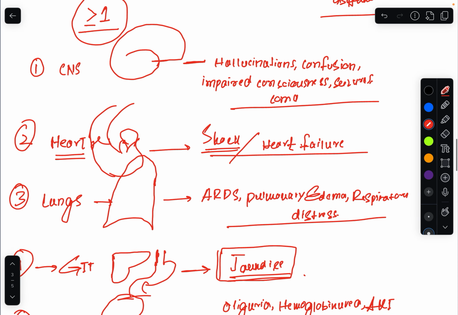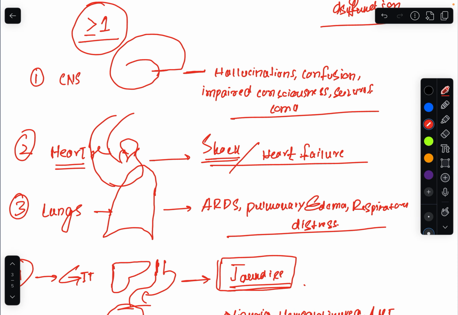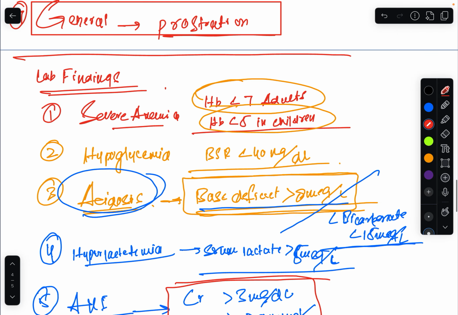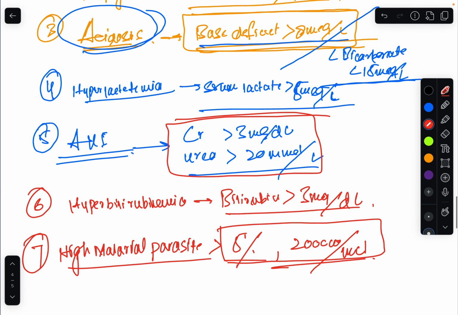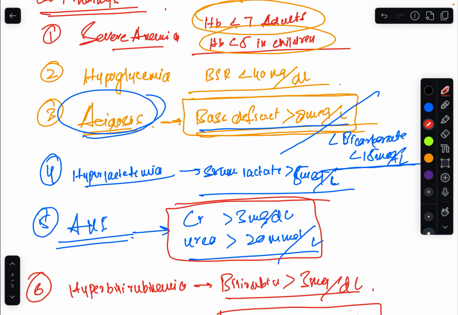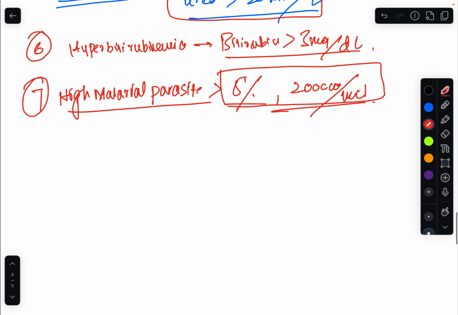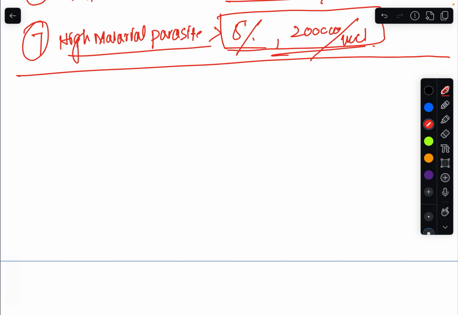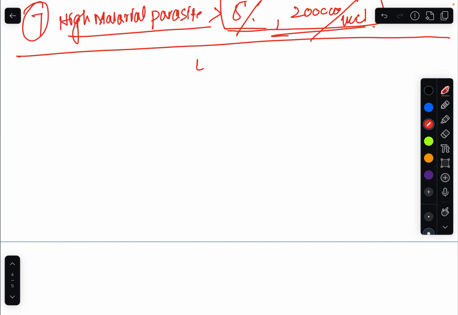There were 7 features related to organ system dysfunction which suggest severe malaria, and there are also 7 lab markers of severe malaria. So there are a total of 14 markers of severe malaria. If at least one or more of these is present in a patient with confirmed malaria, then this is severe malaria and it should be treated on the basis of those management principles which are developed for the treatment of severe malaria. Now, after discussing the clinical features, let's come towards the lab findings. Investigations.